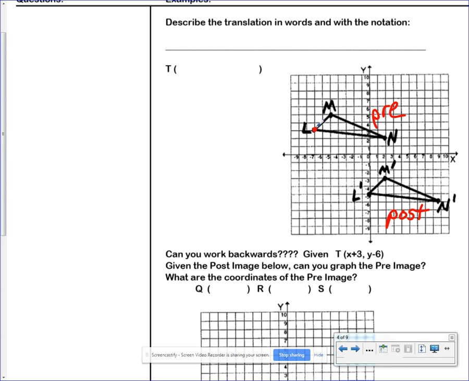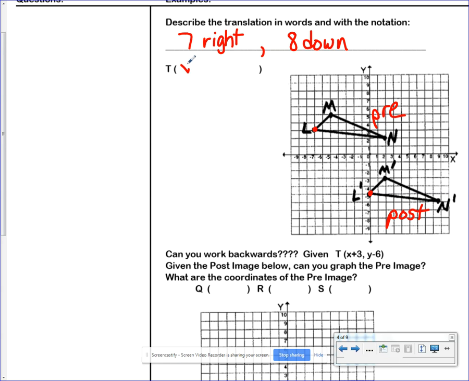Really, there's no faster way than just basically counting. So here we go. Here's L. Here's L prime. It looks like I went 1, 2, 3, 4, 5, 6, 7 to the right. So you could say 7 right or right 7. And then vertically, I went down 1, 2, 3, 4, 5, 6, 7, 8. Down 8. 8 down or down 8.